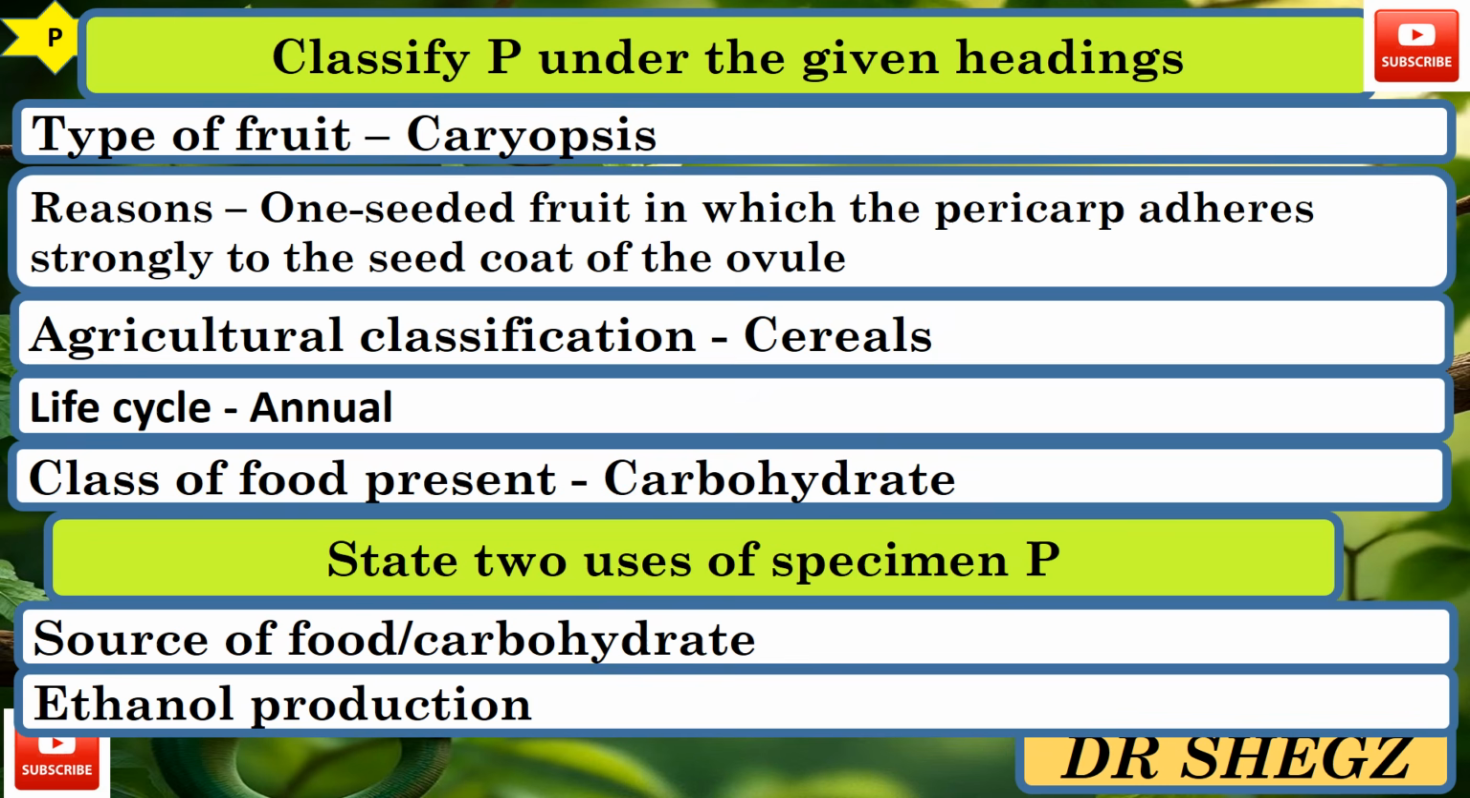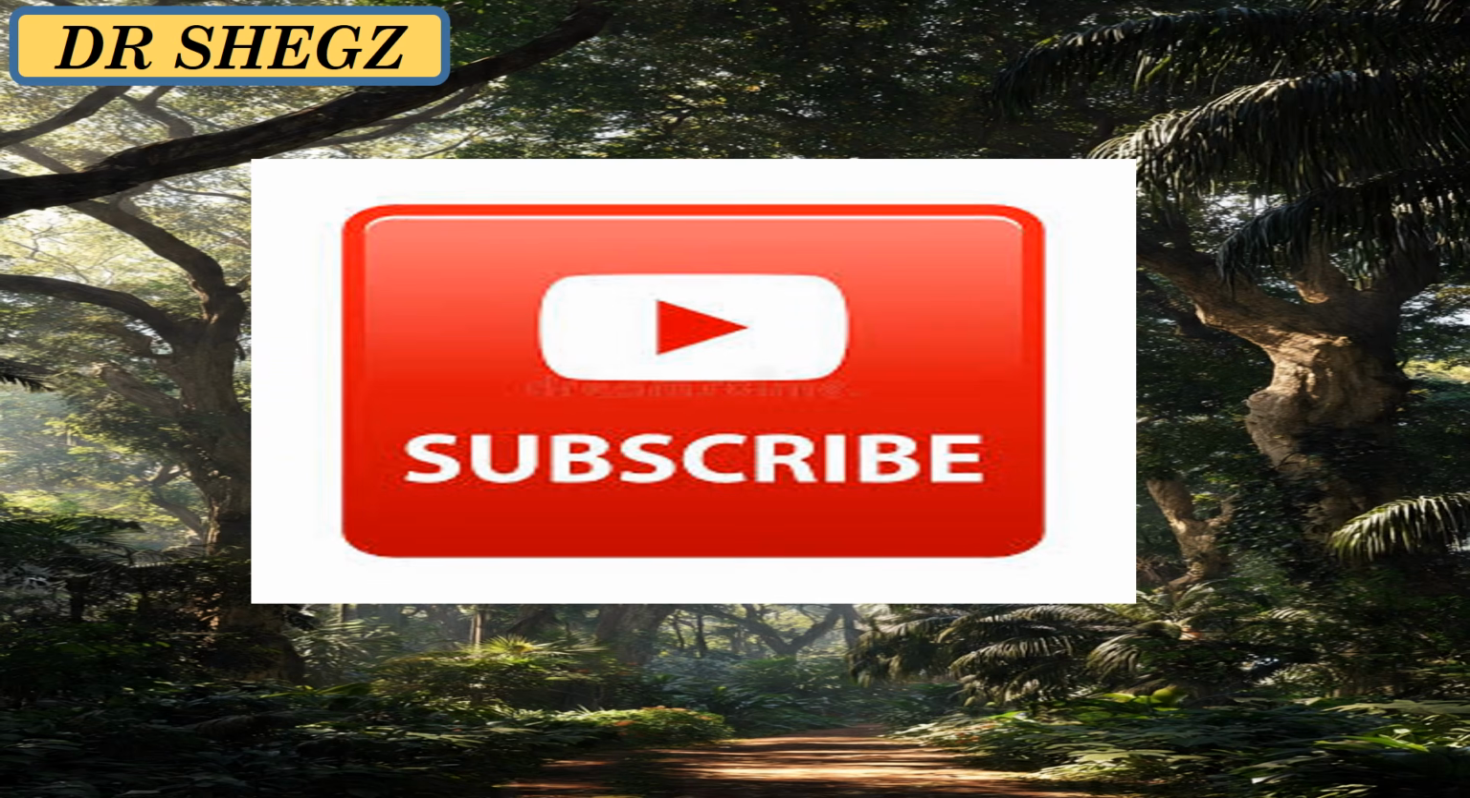Now, two uses of specimen P. Of course, it's a source of food. It's a source of feed for farm animals as well. Then, of course, it comes in handy when it comes to ethanol production. So that's for sorghum, though it's not something that we've encountered a lot down the years in biology practical. So for Sorghum bicolor, these are a few facts about it.